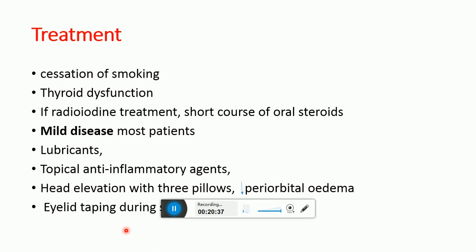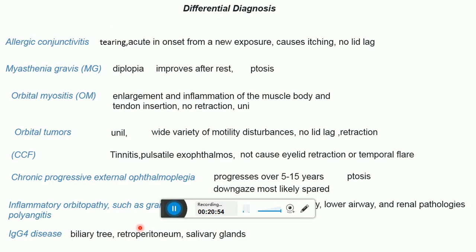Head elevation with 3 pillows during sleep to reduce periorbital edema. And eyelid taping during sleep may alleviate mild exposure keratopathy. So these are for the mild disease: head elevation, eyelid taping, anti-inflammatory agents and lubricants.